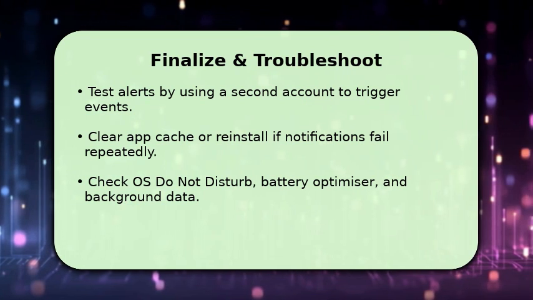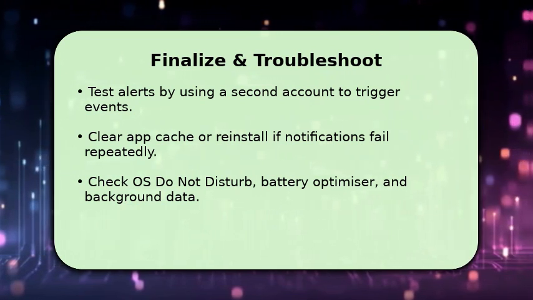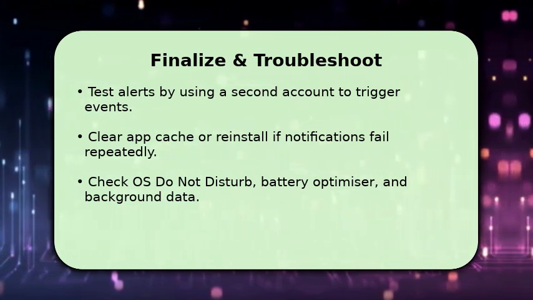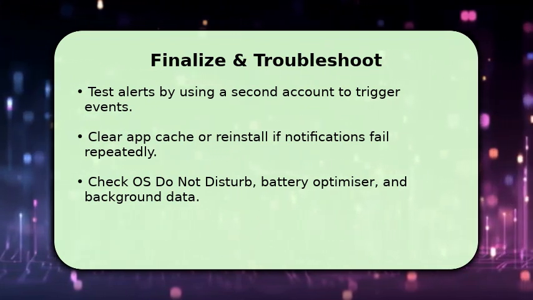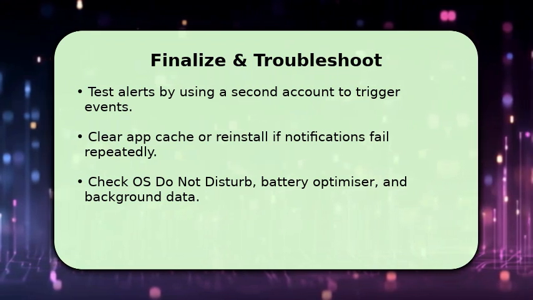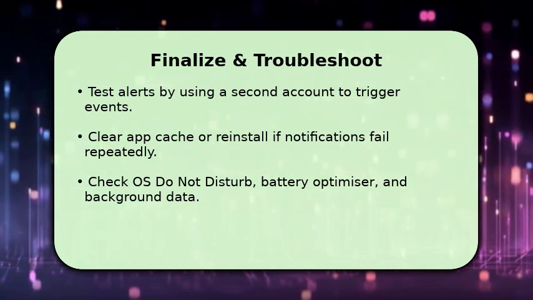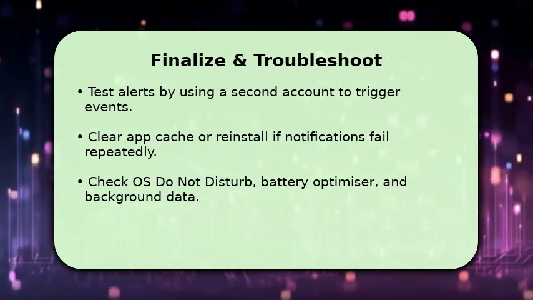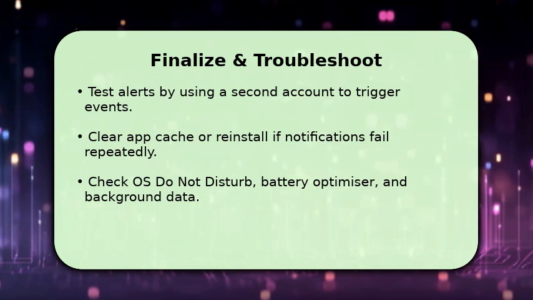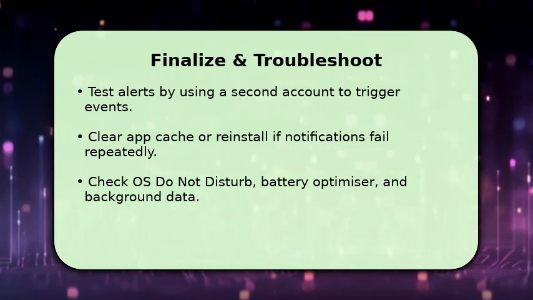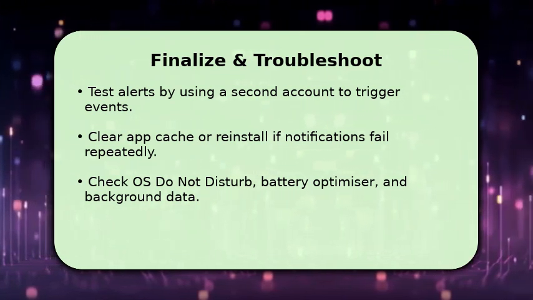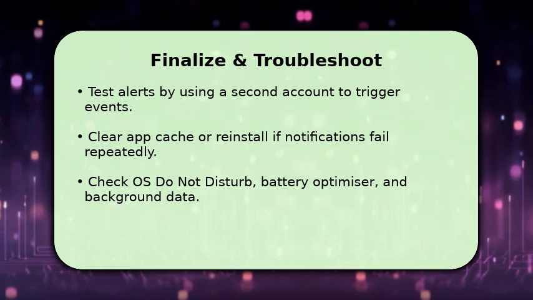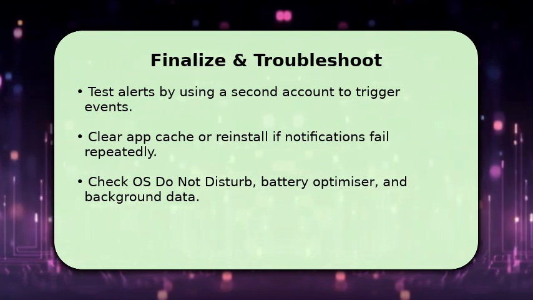You should test notifications using a second account to trigger messages, invites, or group updates. This proves end-to-end delivery. If something fails, clear the Roblox cache, force close, or reinstall the app and restart the device. Also check OS Do Not Disturb, battery saver, and background data restrictions because those commonly block pushes. If all else fails, recheck account, email verification, and permission toggles. Often a single disabled toggle is the culprit.